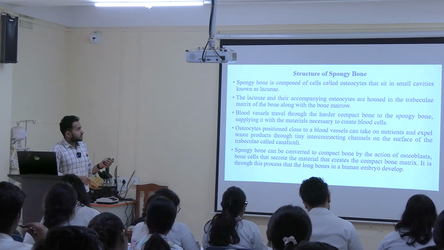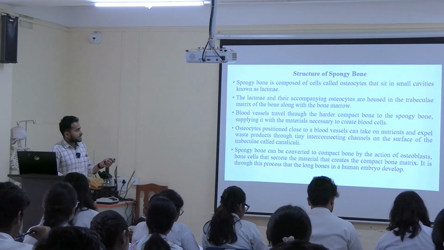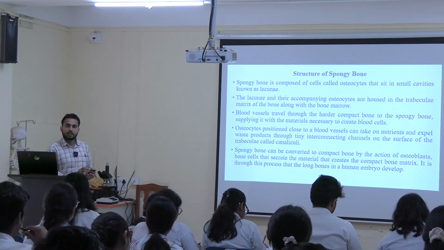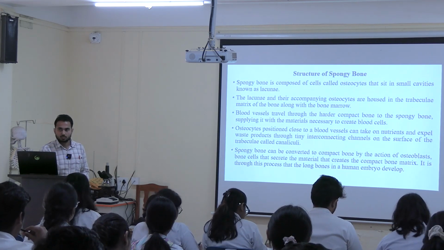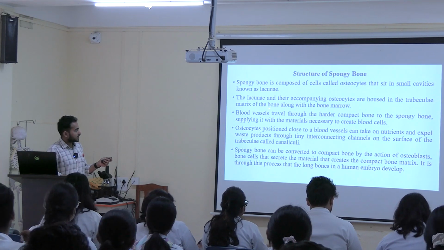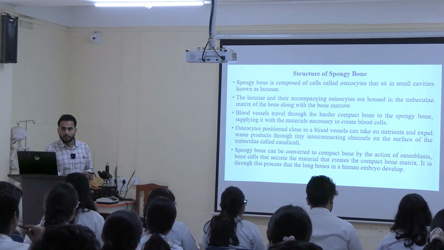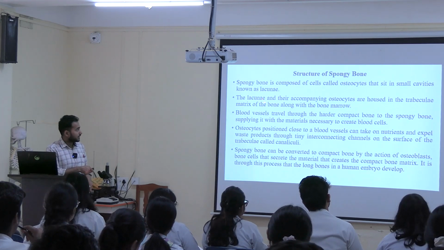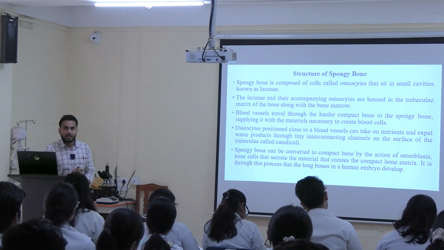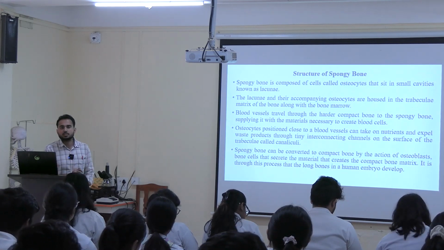Now, spongy bone is composed of cells called osteocytes. Along with that, these osteocytes are present in small cavities called lacunae. Lacunae are where these particular osteocytes are present. Next, the lacunae and their accompanying osteocytes are housed in a trabecula of matrix along with the bone marrow. That's why I asked you, have you heard about the bone marrow or not? So what happens in case of spongy bone? The lacunae which are there, inside that osteocytes are present. And they are enclosing certain areas, and inside that area bone marrow is present.